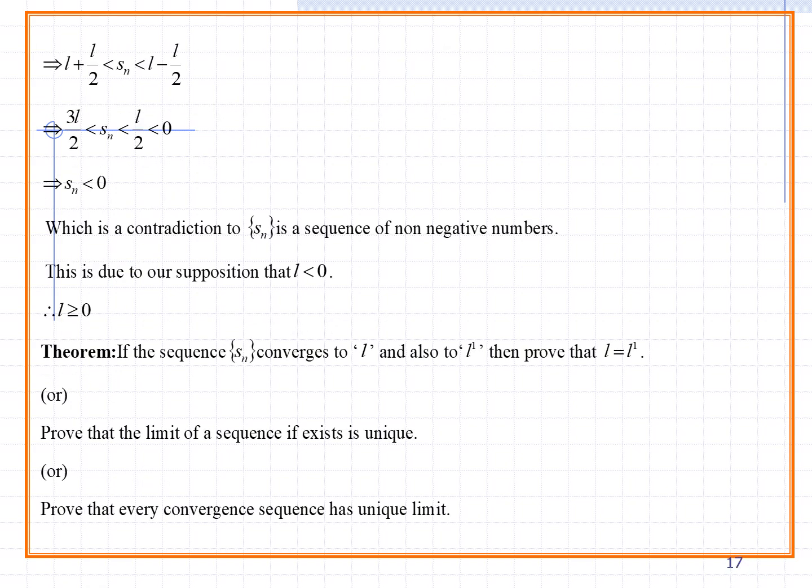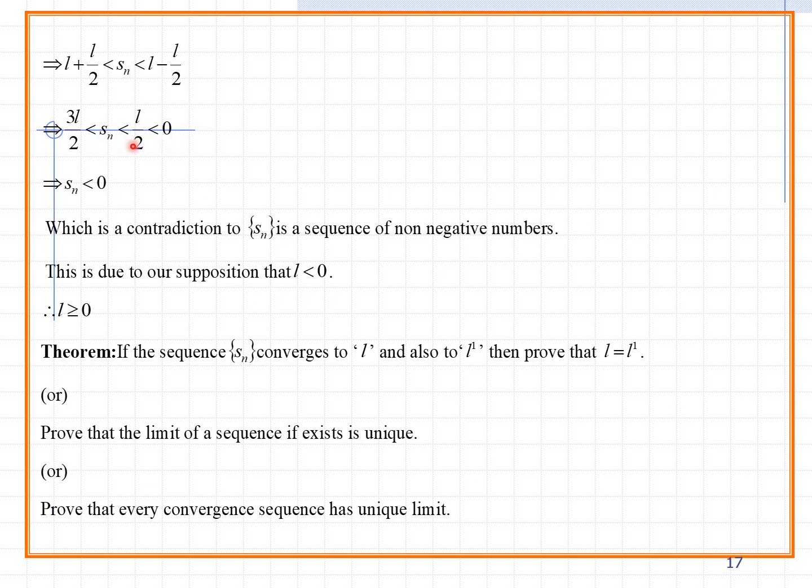So after that, L plus L by 2 less than Sn less than L minus L by 2. So L plus L by 2, by cross multiplication, is 3L by 2, less than Sn less than, it is 2L minus L, how do we write it? L by 2. So 3L by 2 less than Sn less than L by 2, which is greater than 0.